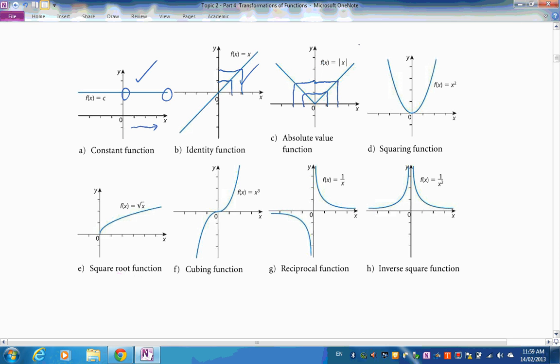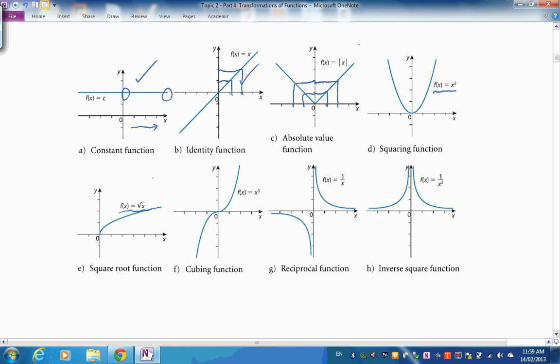So it's easy to see where it becomes 2 straight lines there, if you like. The squaring function, or the quadratic function, y equals x squared, we looked at that in many different ways in junior maths and middle school maths. So f of x equals x squared, we're pretty familiar with that one. Square root function, we've started to see that in this course already.